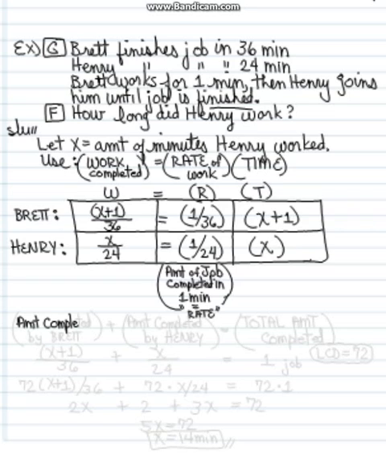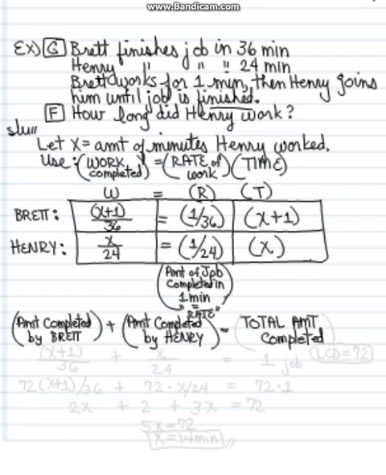Okay, let's set up an equation. The amount of the work completed by Brett plus the amount of work completed by Henry equals the total amount completed by the both of them. So the amount completed by Brett, well, we're going to get that information from the W column. And the same thing for Henry. We're going to get the amount completed by using the W column. Okay, so we have (X plus 1)/36 plus X over 24 equals 1, the whole entire job.